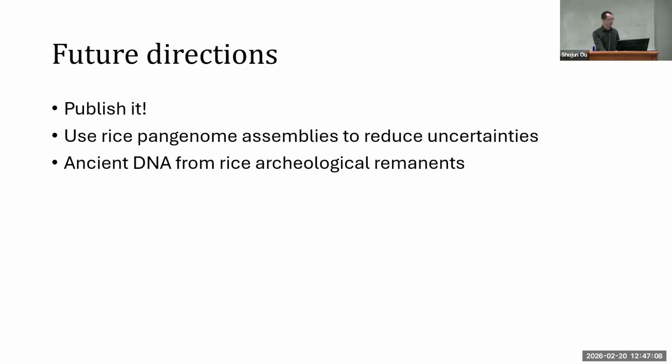So the future direction is to publish it as the final project of my thesis, make a conclusion of my PhD, and then use the rice pangenome assemblies, the actual genomes, to study this question again to reduce uncertainties from short read mapping and the lack of knowledge of transposable elements. And then to use ancient DNA, if we can extract any DNA from the charred rice remnants, to study the genetic composition of rice at different ages of domestication.